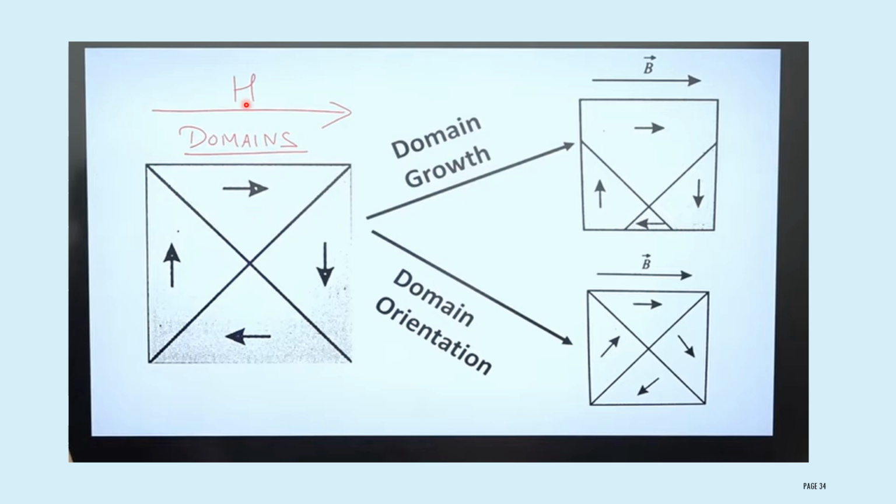These are the domains. When you apply an external magnetic field, you can observe two effects here. One is domain growth, another one is domain orientation. Domain growth means the size of one domain will increase, then the size of the remaining domains will be reduced. Next one, domain orientation means if you apply an external magnetic field, then the remaining atomic dipoles will get aligned in the same direction as the external magnetic field.